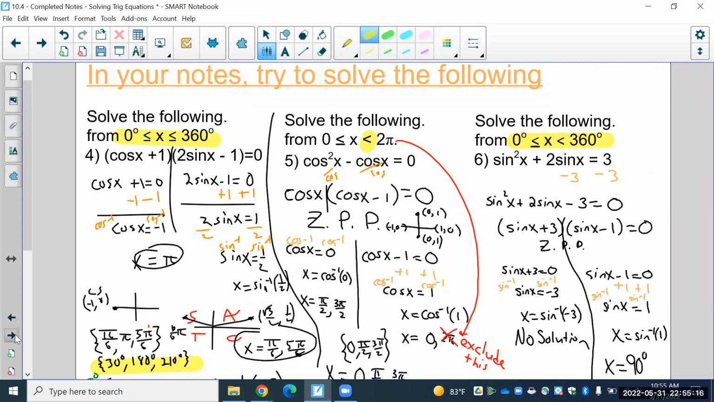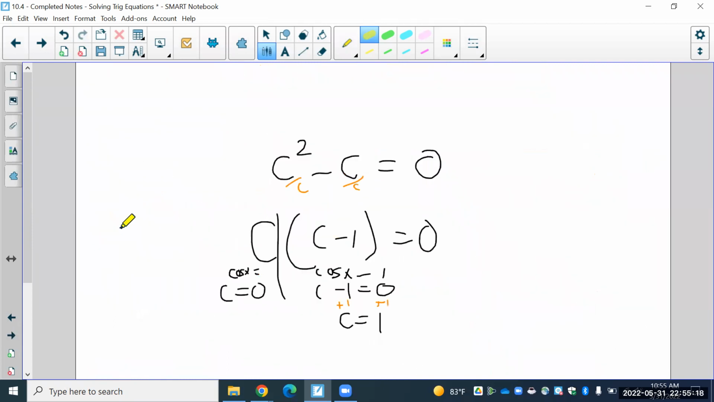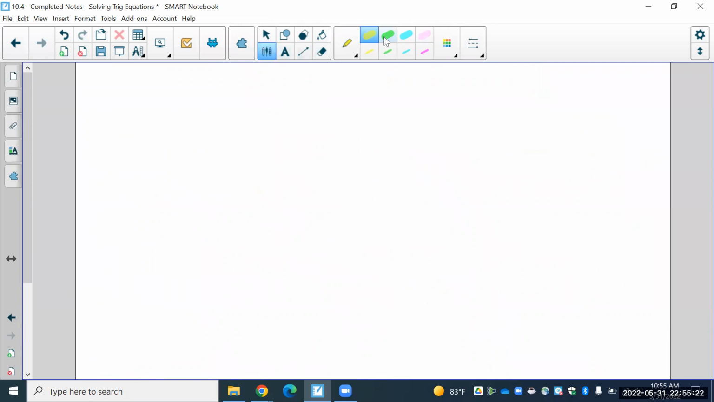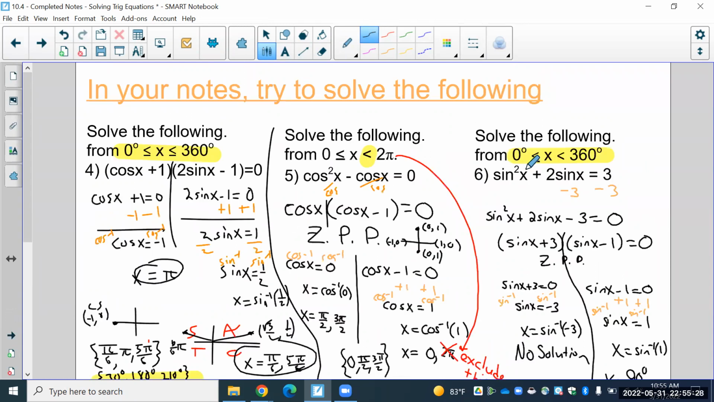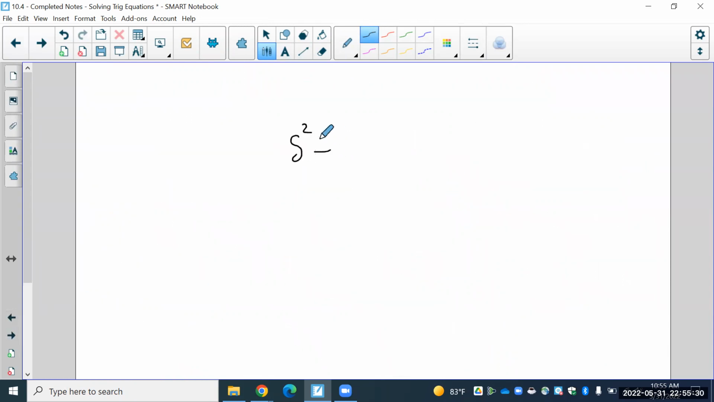Okay, so sine squared plus 2 sine equals 3. Imagine that I didn't give you that problem. Imagine that instead I gave you s squared plus 2s equals 3. How would we solve this quadratic equation?